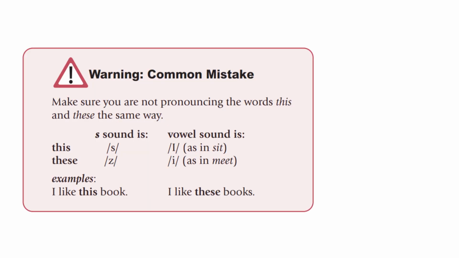Warning, common mistake. Make sure that you're not pronouncing the words this and these the same. The word this is singular and is pronounced with the short I sound and an S. The word these is plural and is pronounced with a long vowel E and a Z sound. This, these. I like this book. I like these books.